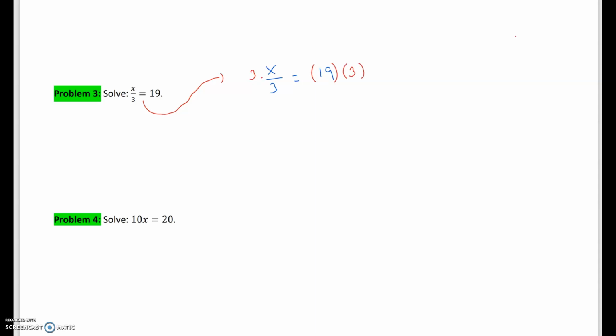So on the left, you technically have 3 divided by 3, which is equal to 1. So the 3's cancel. So here we technically just have 1 times x is equal to, I'm getting 57. Or as a final solution, x is equal to 57.